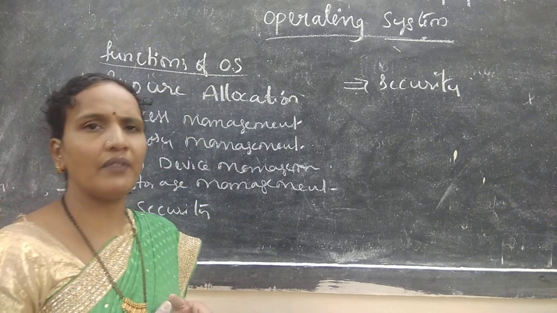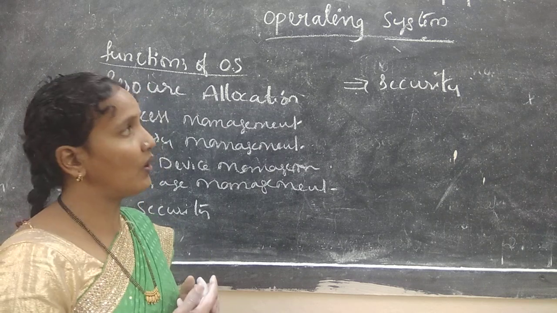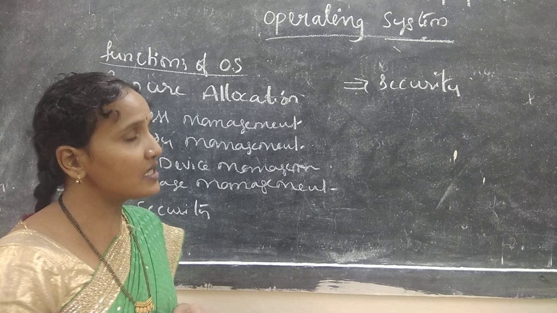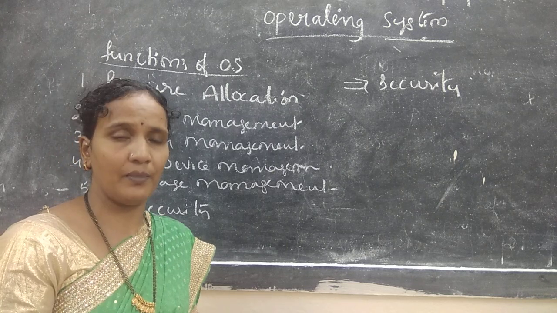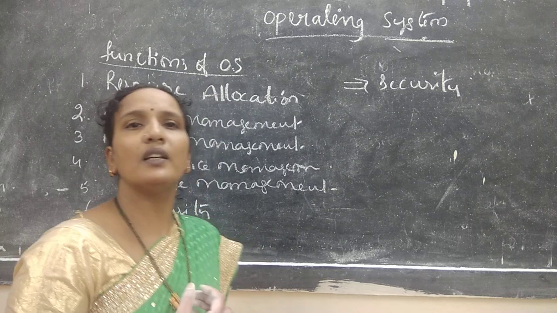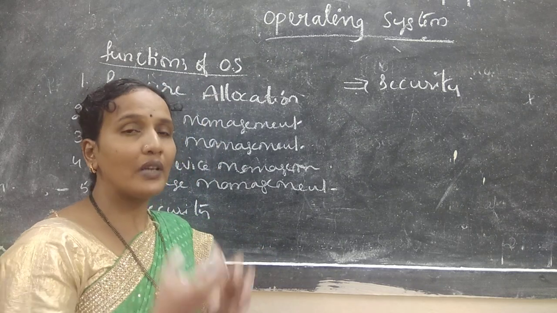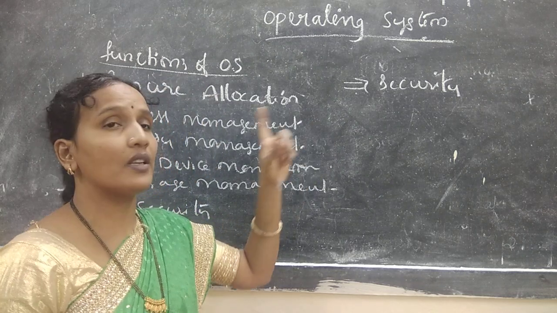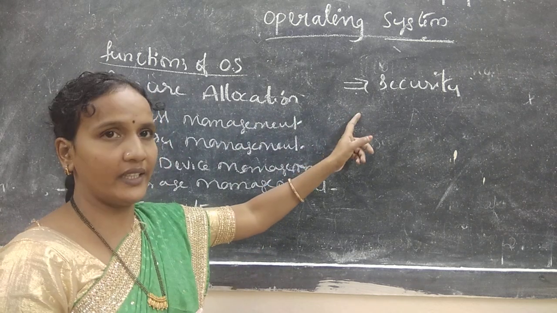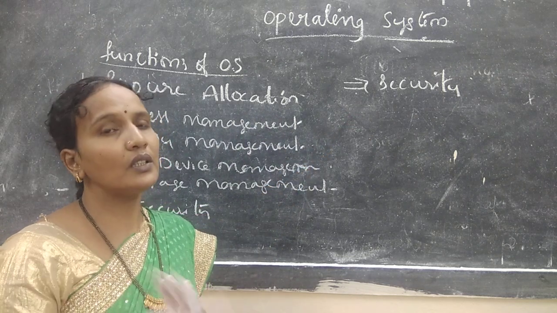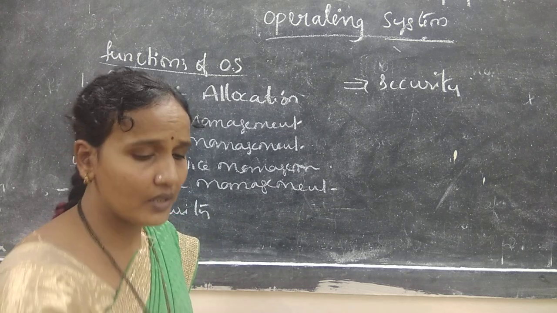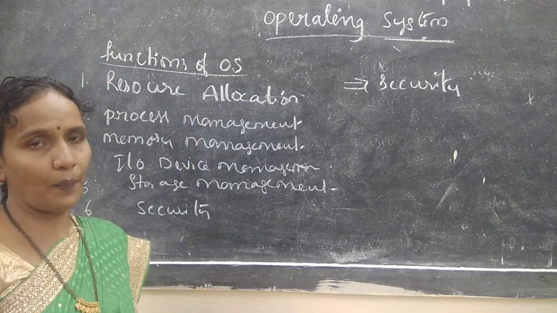That is why whenever any user logs into a system, it will ask the user to identify himself, meaning authenticate himself. How can he authenticate? By using a username and password. In that way, it is the function of the operating system to provide security to the system, meaning security to the resources. These are the functions of the operating system.